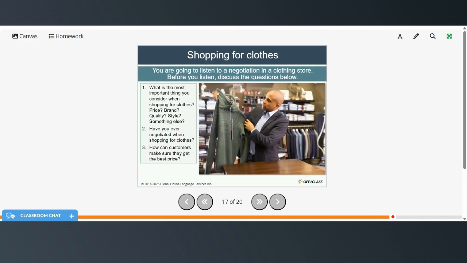All right, so you're going to listen to a negotiation in a clothing store. Before you listen, let's discuss the questions below. What is the most important thing you consider when shopping for clothes? Is it price, brand, quality, style, or something else? Have you ever negotiated when shopping for clothes? And how can customers make sure they get the best price?